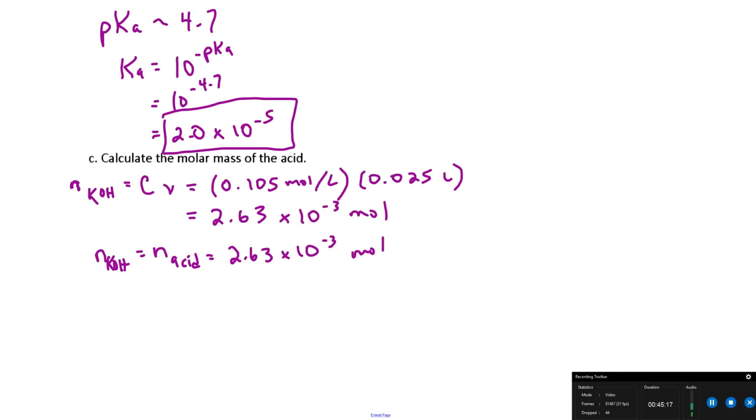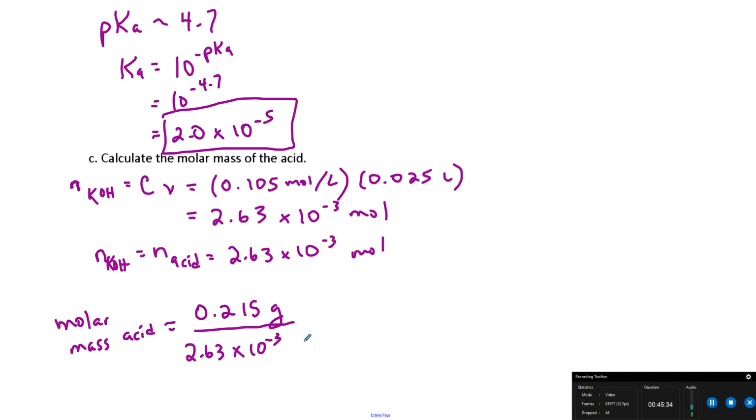So finally, the molar mass of the acid is just taking the grams that was told to us in the question divided by the moles, to get an answer in grams per mole, which is 81.7 grams per mole.